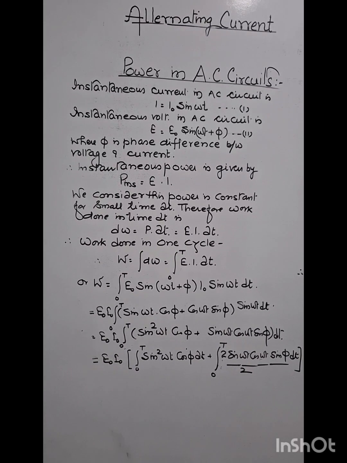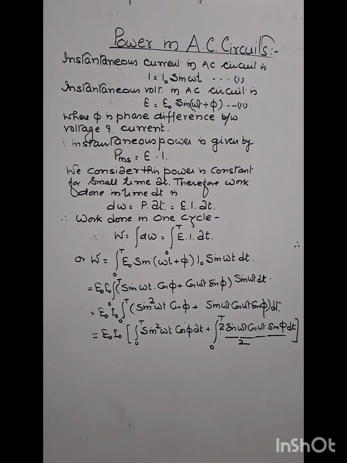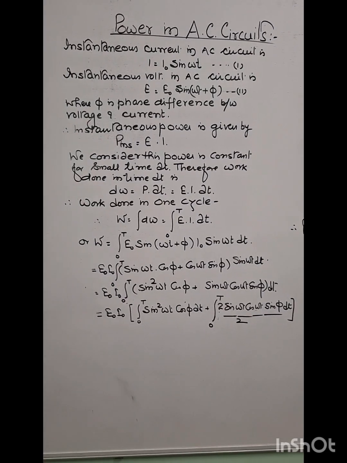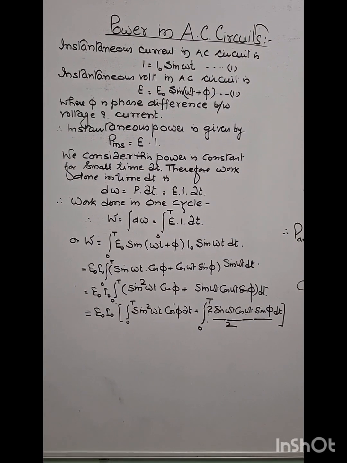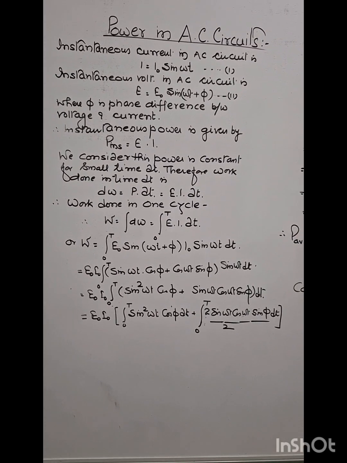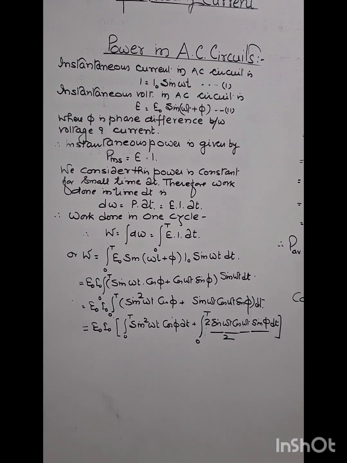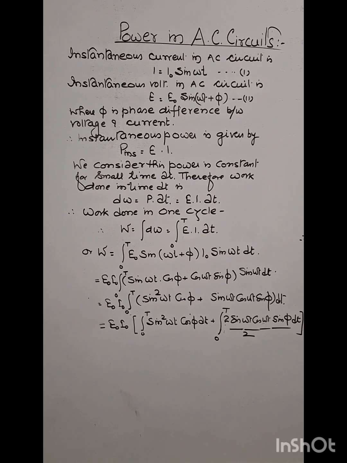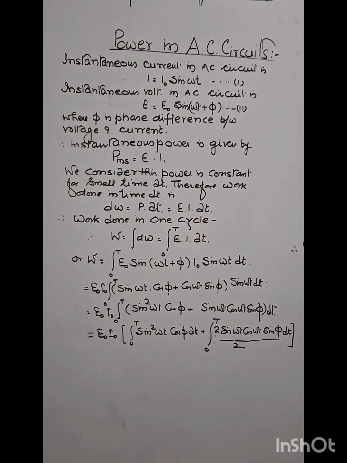Students, the current topic is power in AC circuit. We know power is defined as the product of voltage and current in the circuit. In DC circuit, voltage and current remain constant, so we can simply say P is equal to VI. But in case of alternating circuits, the value of voltage and current changes continuously, so we have the instantaneous value of power.